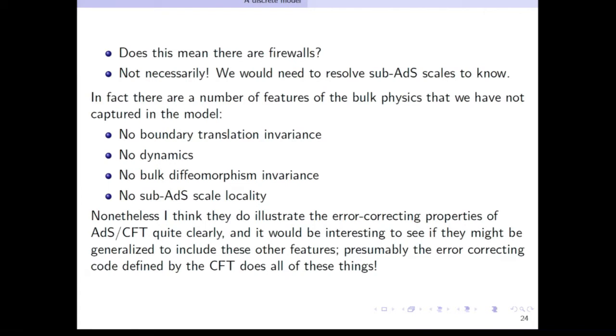Obviously, presumably the CFT itself defines an error-correcting code which does have all of these features. And eventually, if we want all of them, we're probably just going to have to go to that. But maybe we can learn more by inching our way in that direction. OK, now I'm done. Thanks.